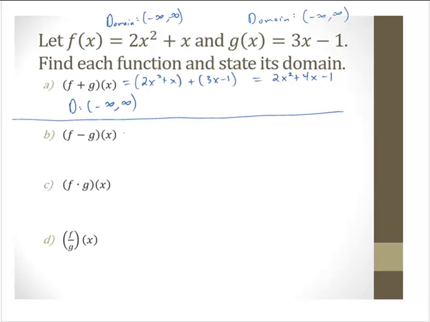Exercise B asks us to find the difference of those functions. So we would have 2x squared plus x, subtract 3x minus 1. Now be careful here. Remember, when you subtract a quantity, that subtraction distributes through all the terms. So we would have 2x squared, then a plus x and a minus 3x. So that's a minus 2x, and then a minus negative 1, so plus 1. The domain of this function would also be negative infinity to infinity.